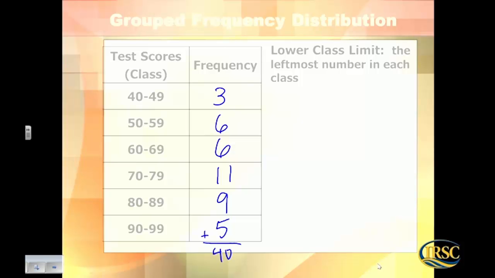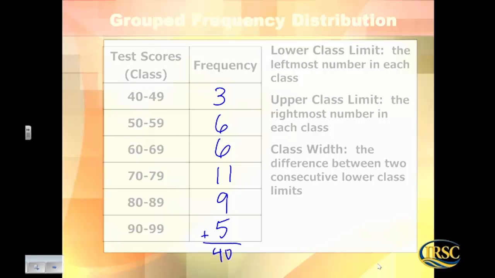All right, the leftmost number in that class, as opposed to the upper class limit, which is the rightmost number in each class. So what is the upper class limit of the fifth class? What did you say? 89 is correct. Good, because fifth class, 40, 50, 60, 70, 80, and then 89 is the rightmost number in that class, or the highest number in that class.